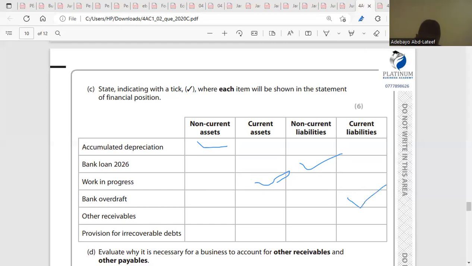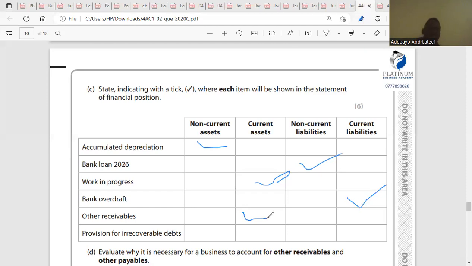Is it clear? Yeah, it's clear. All right. Then the next one, other receivables. Remember I told you what receivables are: the sum owed by the customers, the amount of money the customers are owing you as a business. So these are what we call other receivables. It is also part of the assets of the business, but these amounts should be paid within a short period of time. So it's a current asset? Great, it's a current asset.